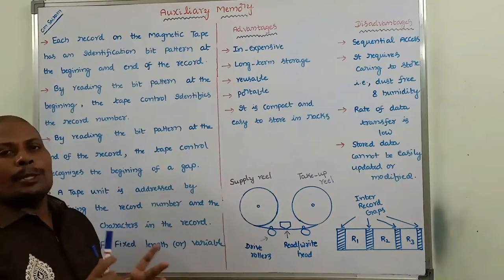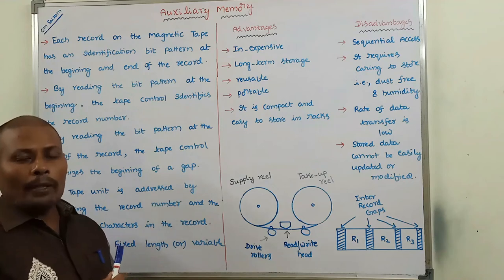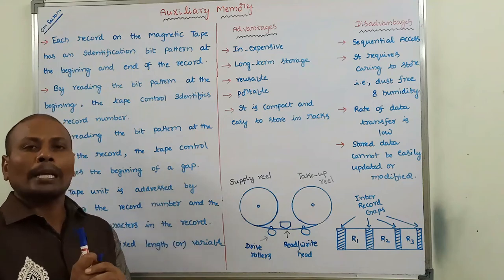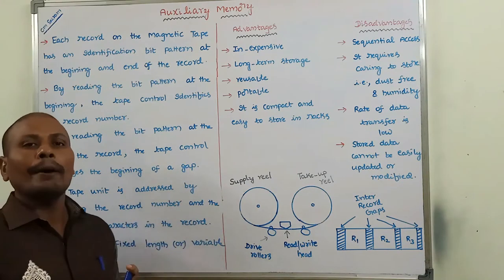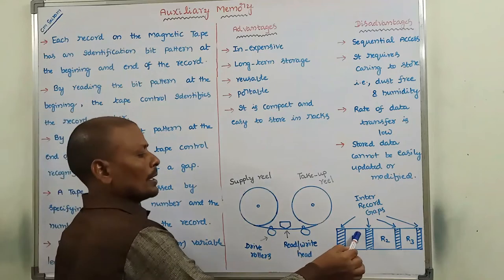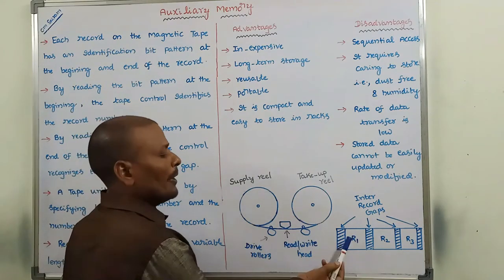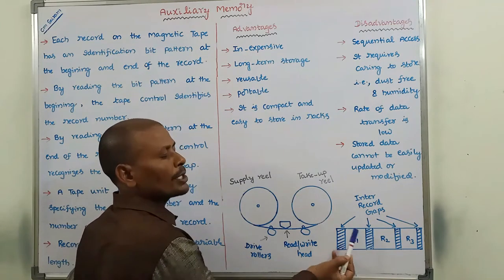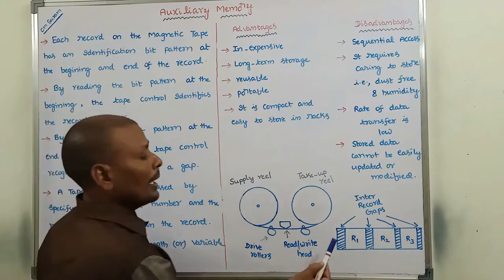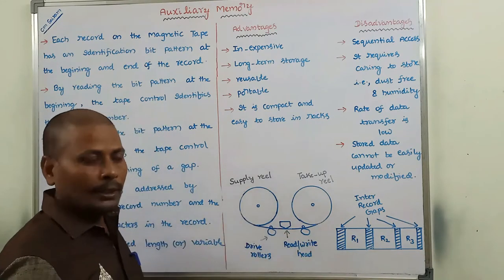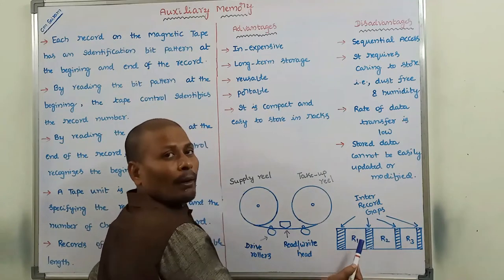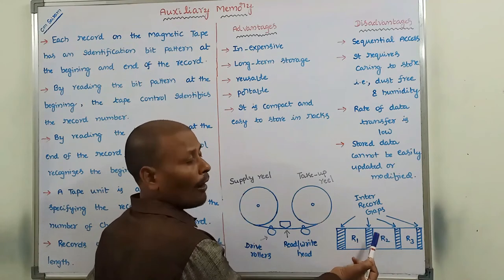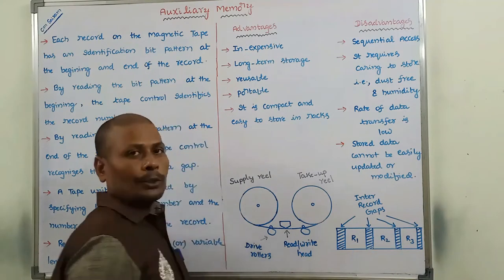Next point, each record on the magnetic tape has an identification bit pattern at the beginning and the end of the record. Suppose this is the R1 record. Before the R1 record and after the R1 record, some identification bit pattern is available in the form of a gap. Next, this is the R2 record. This is an identification bit pattern before the record R2 and after the record R2.